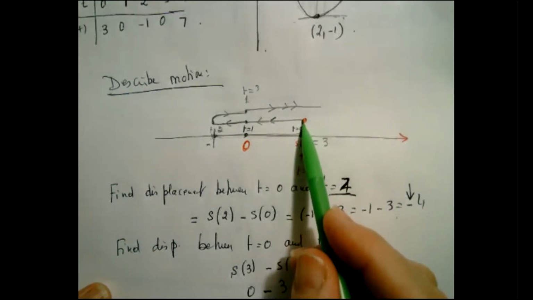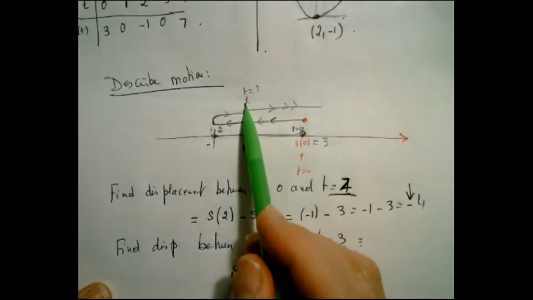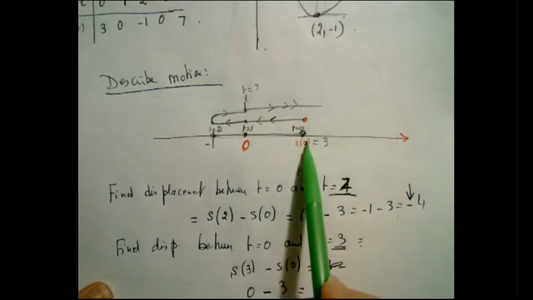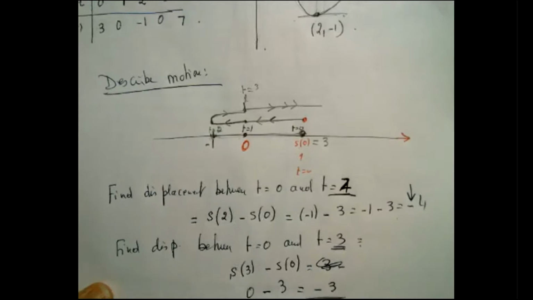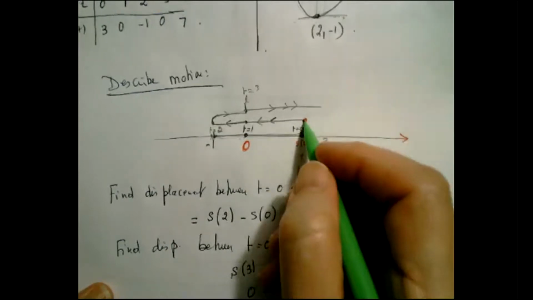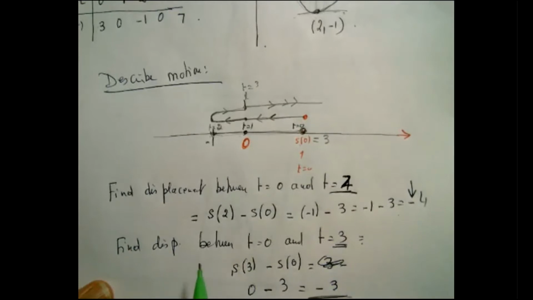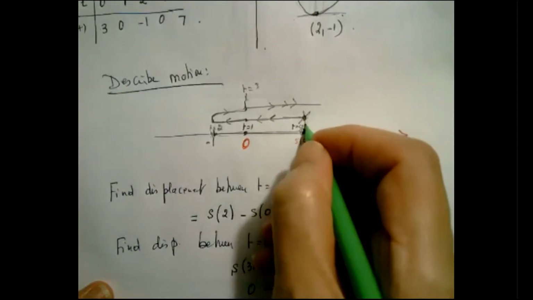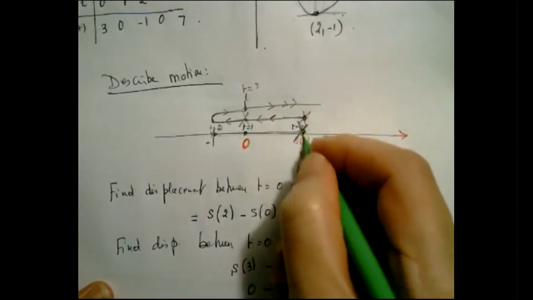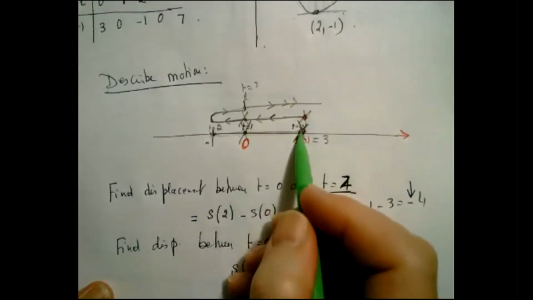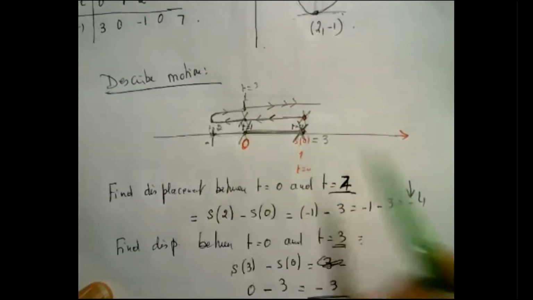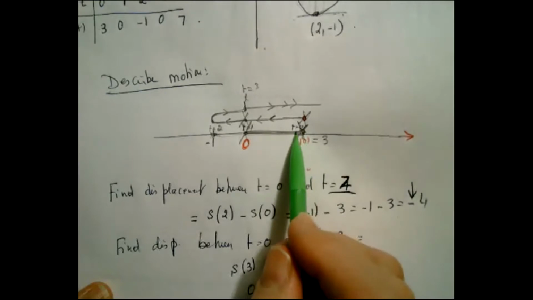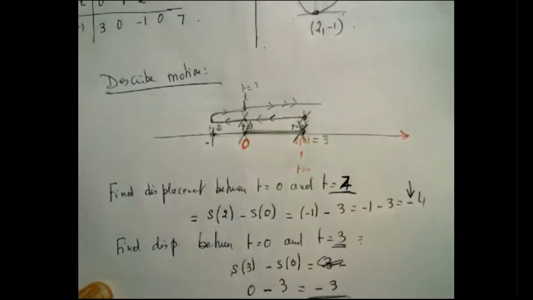At t equal to 0, the object was here. At t equal to 3, the object was right there. So between time t equal to 0 and time t equal to 3, the object was displaced by 3 units. So it's not the distance that it traveled. It's actually by how much it was displaced. So the object was here, then the position was here after 3 seconds. It means it was displaced by 3 units to the left. It's not the distance it traveled. It's just by how much the position changes.